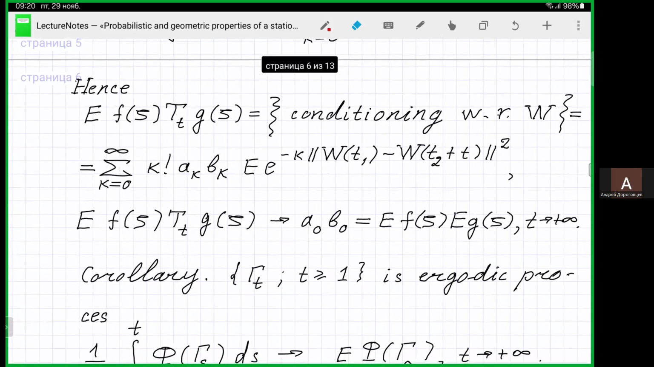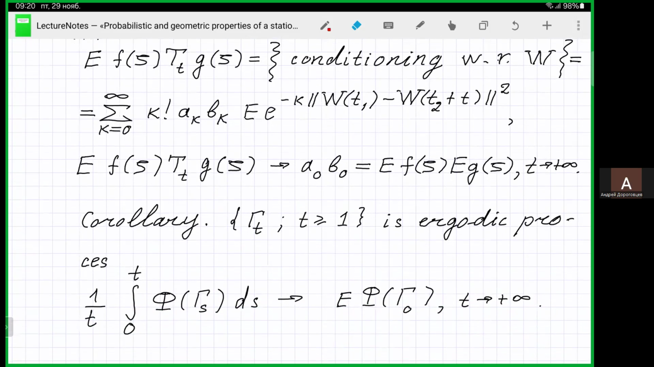And finally, one can conclude that our random knot gamma t is an ergodic process. And we can calculate the asymptotics of its topological characteristics, just by checking the expectation of topological characteristics of gamma zero. And now it is time to see that gamma zero is actually a random knot, and gamma zero can have arbitrary topology. Let me do this. I will switch the files.